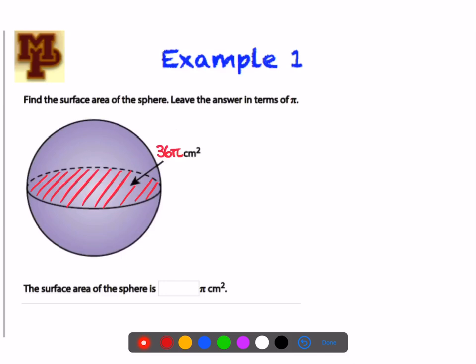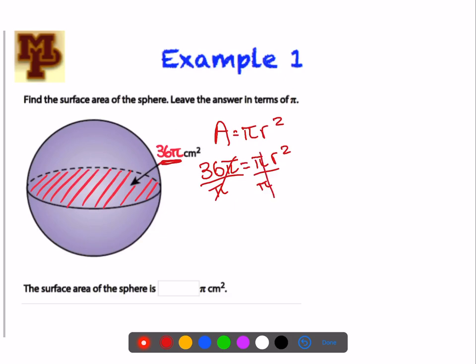So I can say, oh, well, if that's the area of the circle, well, area is equal to pi r squared. Well, I know the area is 36 pi, so I can plug that in. 36 pi is equal to pi r squared. This will allow us to solve for our radius. And once we have our radius, we can actually solve for our surface area. So I divide both sides by pi.